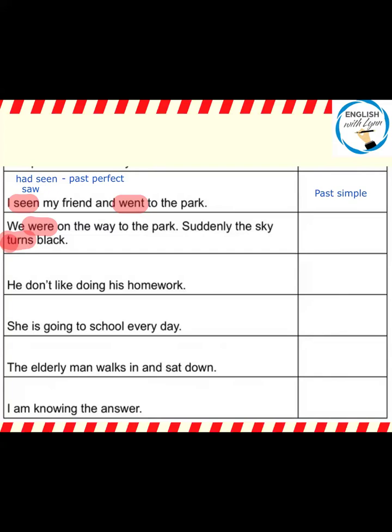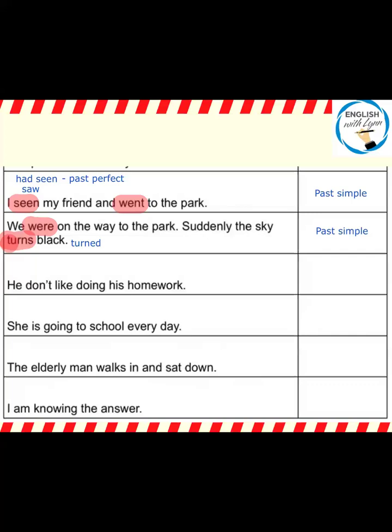Or if you want to change the word so that it is present, "we are on the way to the park, suddenly the sky turns black." But it all needs to be in the same tense. And I would put, because most stories are generally written in the past tense, I would put that as the past simple, okay?